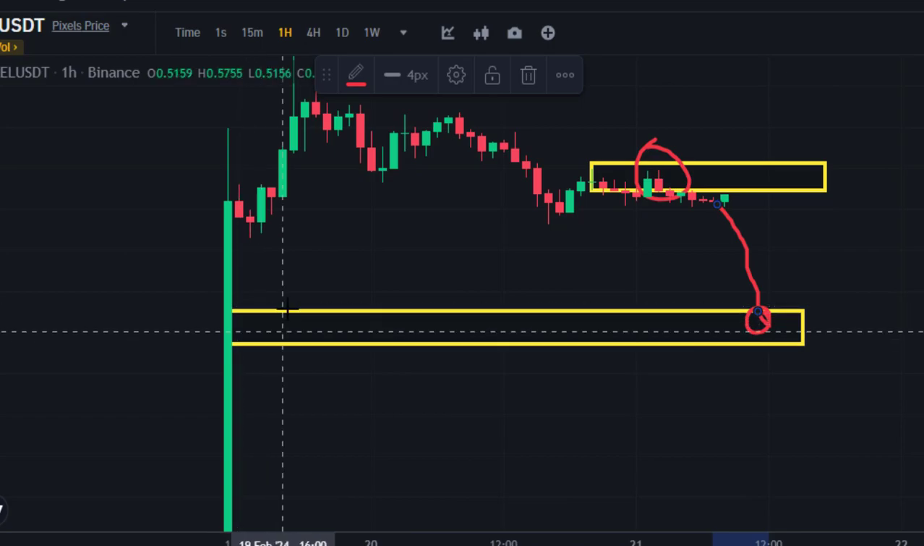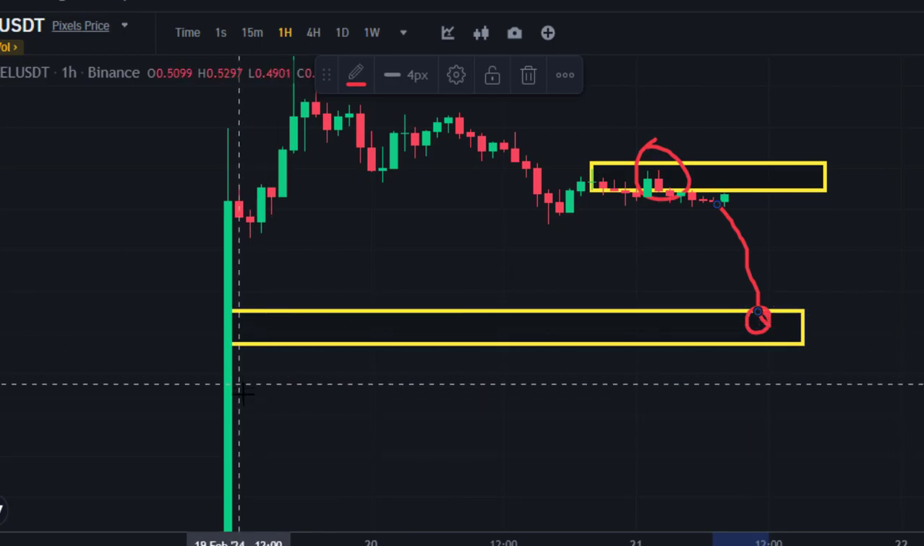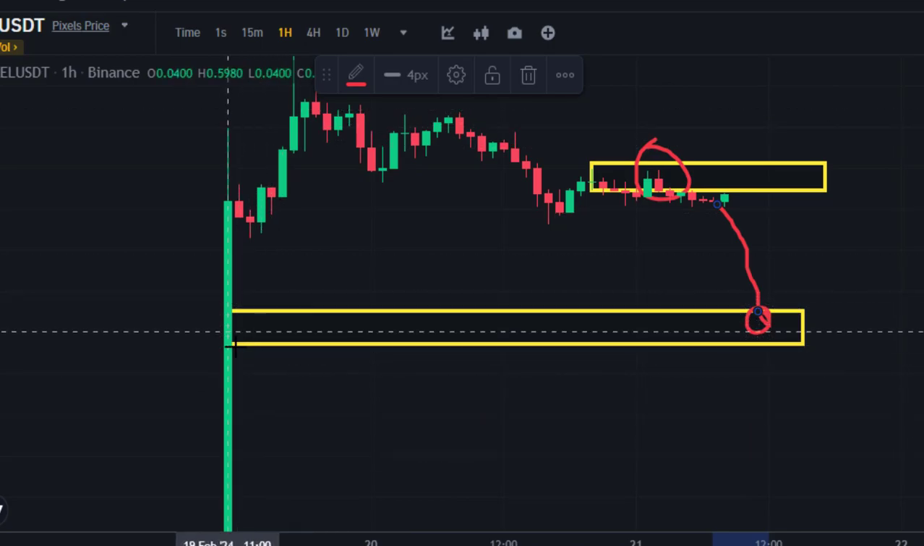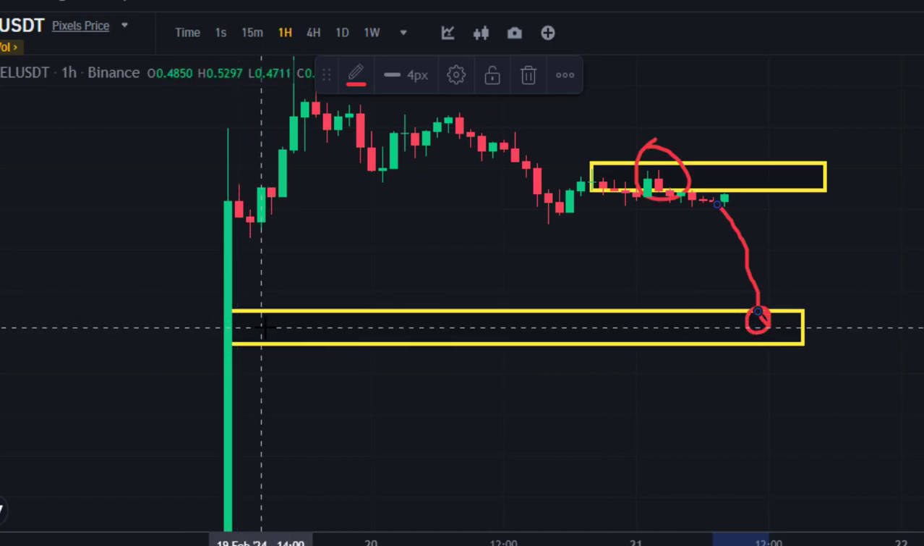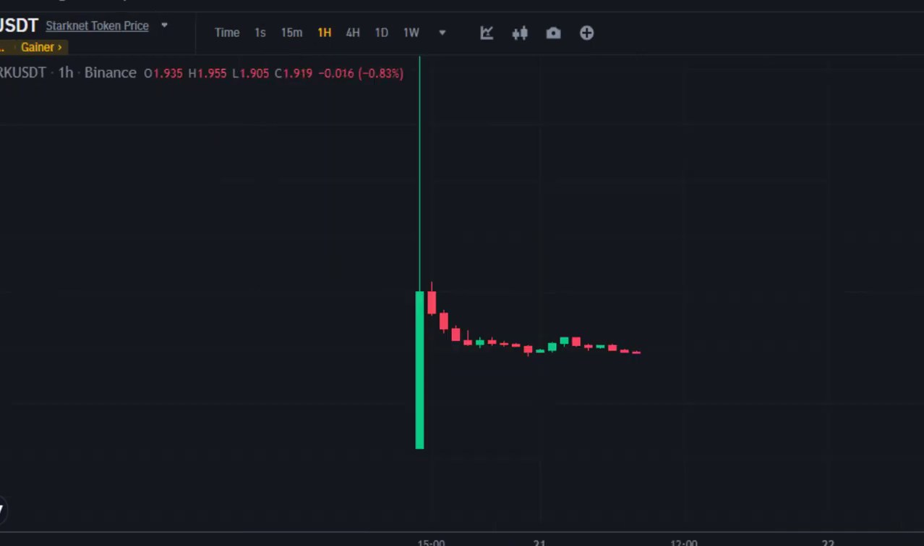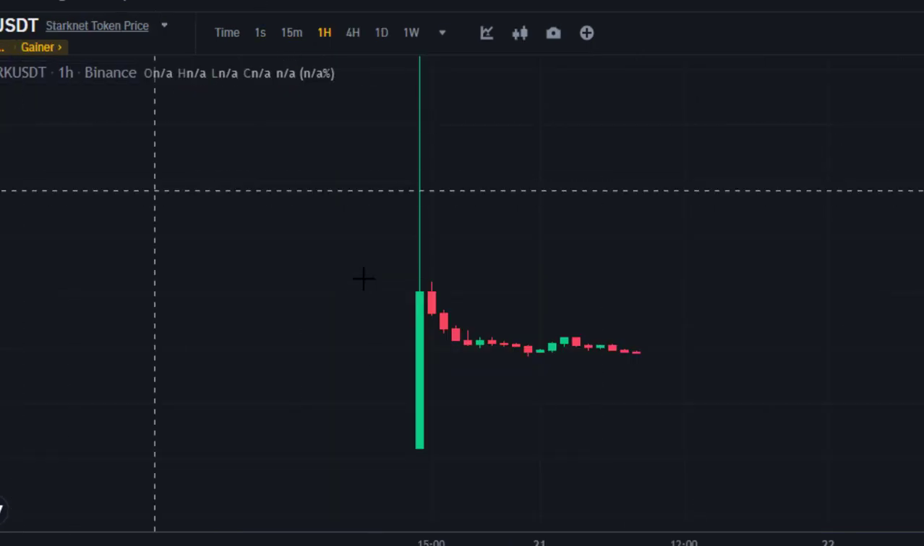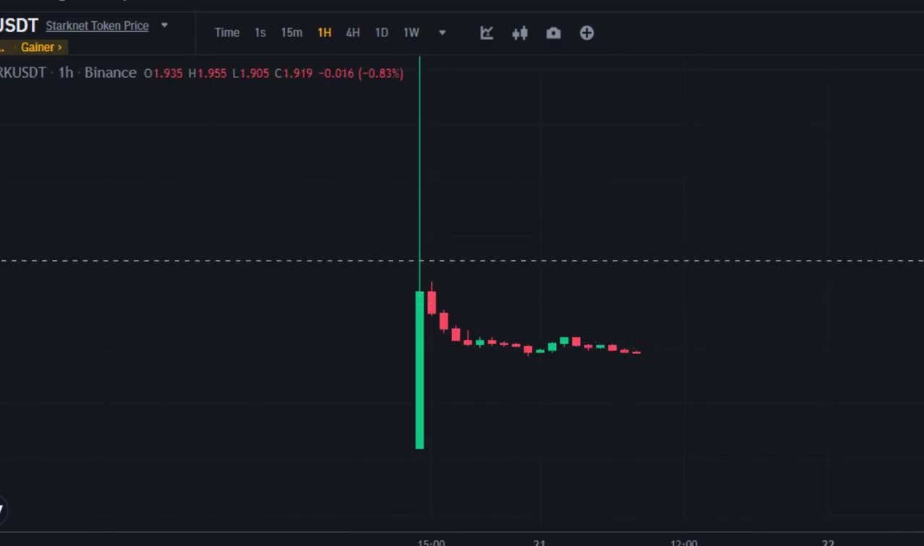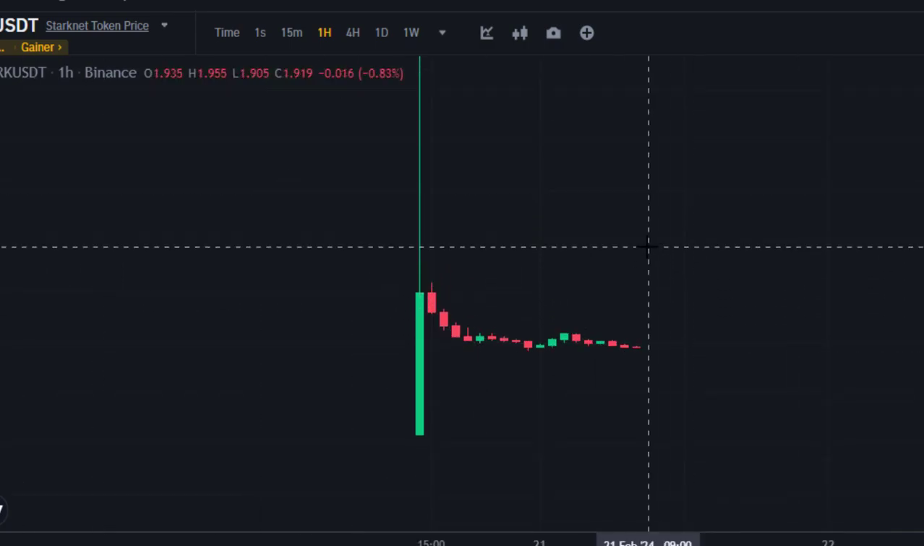Remember, there is no support here, but from the discount indicator, this is a very good point to take your buy position. And the next token that just got listed on Binance is the STRK token, and it's a layer 1 and layer 2 project or token.